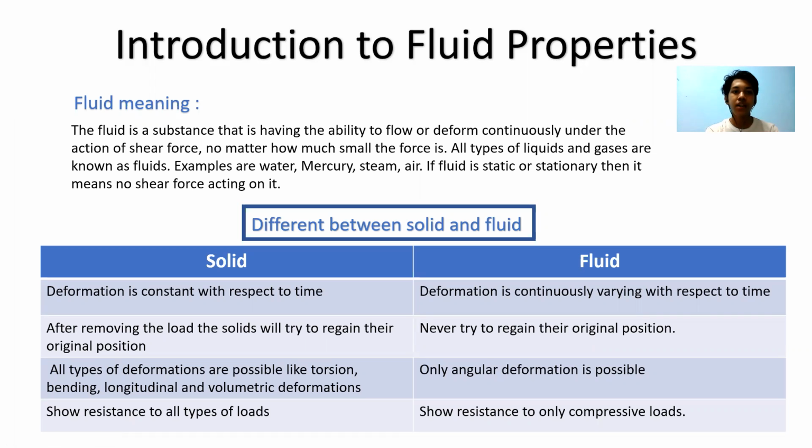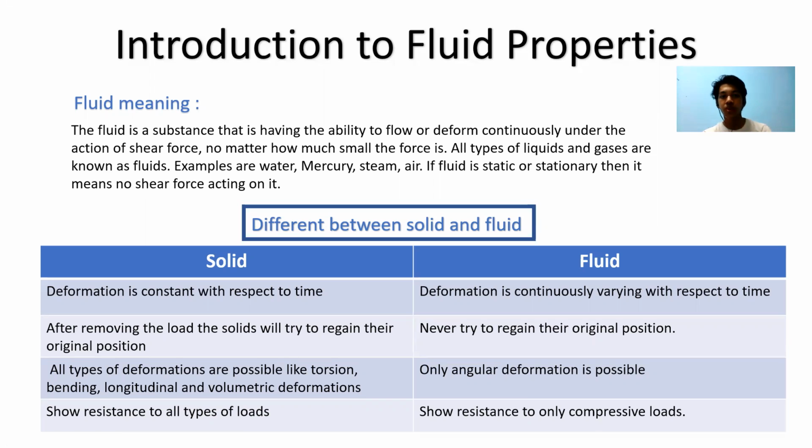First is, what is the meaning of the fluid? The fluid is a substance that has the ability to flow or deform continuously under the action of shear force, no matter how small the force is. All types of liquids and gases are known as fluid. Examples are water, mercury, steam, air, and the others. If fluid is static or stationary, then it means no shear force is acting on it.